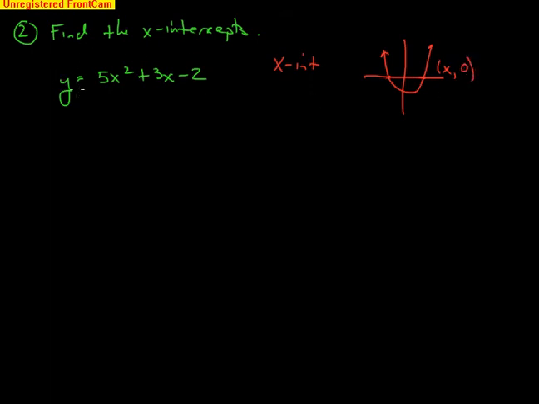So all we're going to do here is take out y and put 0 in its place. That's all we're going to do. And it's going to look like this problem: 5x squared plus 3x minus 2 equals 0. Okay? All right. So this is the problem we're going to do. Now, I'm going to first find the discriminant to see if this is a nice problem. I suspect it's going to factor, but I don't know for sure.